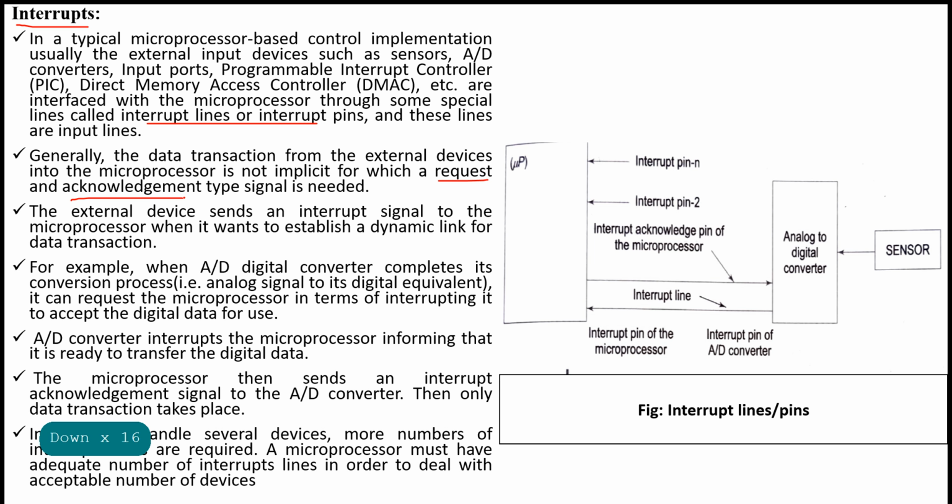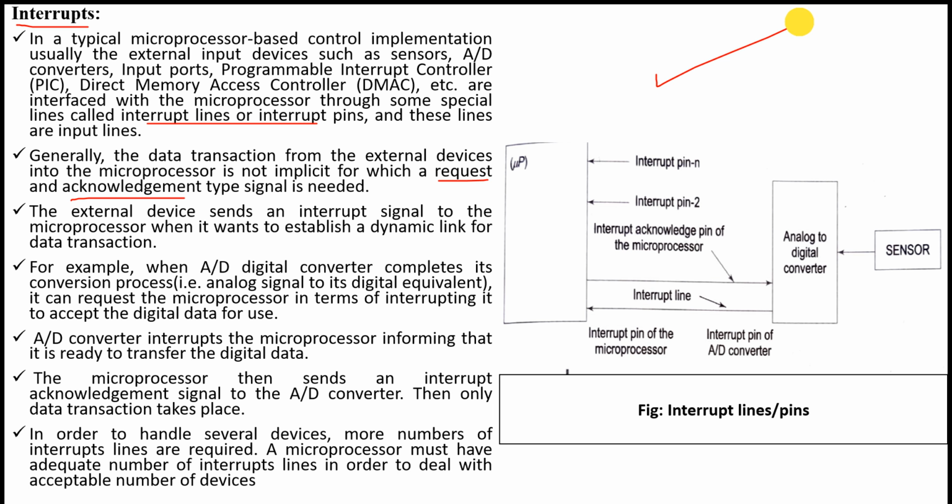In order to handle several devices, more numbers of interrupt lines are required. A microprocessor must have adequate number of interrupt lines in order to deal with the acceptable number of devices.